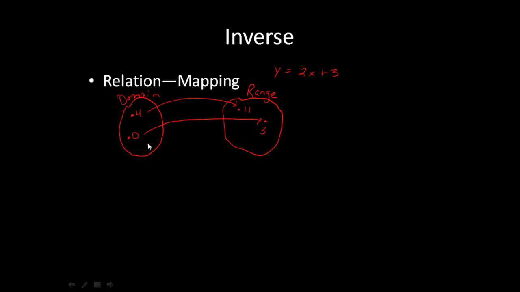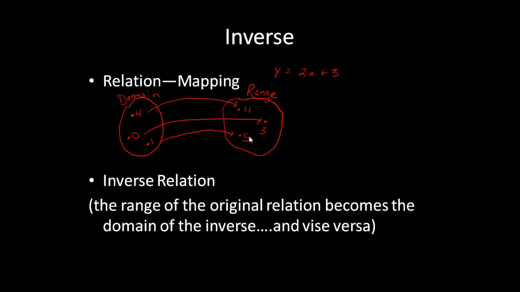I could do that with just about any number I wanted. I could put a 1 in here, and that would map me to a 5. So a relation is just a mapping of points to each other. So 4 gets mapped onto 11, 0 gets mapped onto 3, 1 got mapped onto 5. Now when we talk about inverses, an inverse is what would map our range back to our domain.